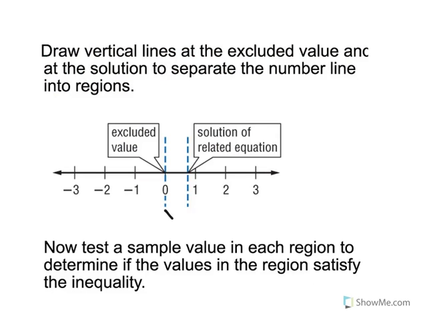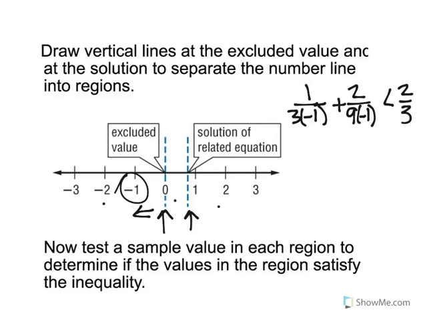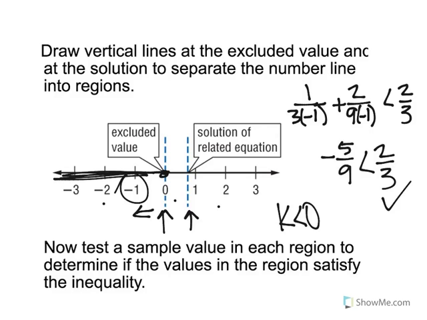So the next step, we're going to draw vertical lines at the excluded value, which was k is 0. And then we're going to draw a vertical line at 5/6 as well. Now we have 3 different intervals that we're going to test. So we can test anything that's to the left. So let's just be easy and choose -1 for k. And you want to plug in -1, and we end up getting -5/9 is less than 2/3. This is a true statement, so that means this is part of our solution where k is less than 0.